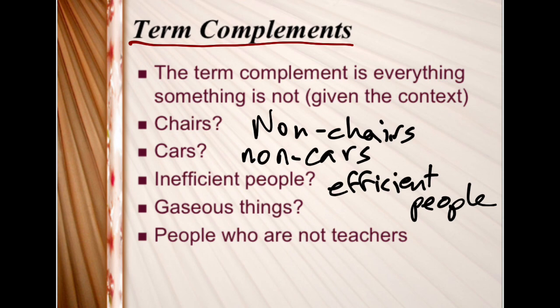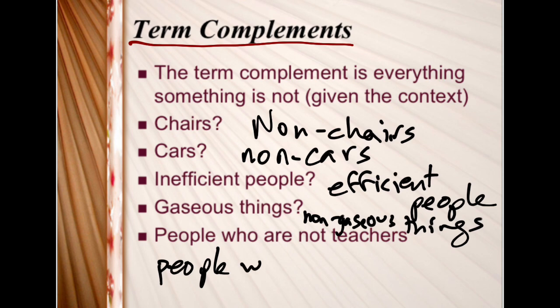So sometimes, again, you might wonder, gaseous things, what's the term complement of that? Well, that would be non-gaseous things, because matter comes in the form of gas, liquid, solid, and so forth. So there's not just one other option here. At the same time, if your subject term or your predicate term, and you're taking the term complement of this, were people who are not teachers, I hope that would suggest itself, people who are teachers. So if you have people who are not teachers, you would compare them to people who are teachers in most contexts.